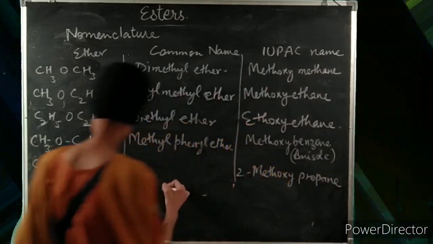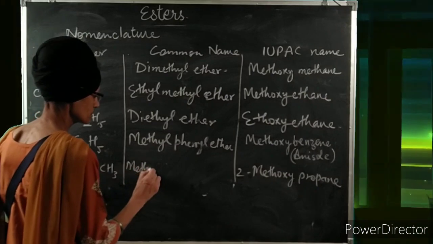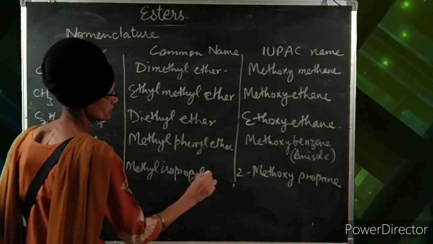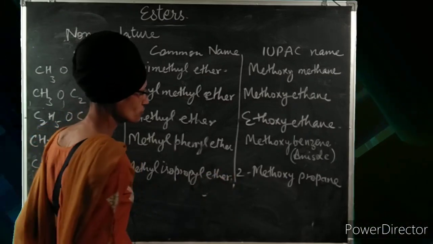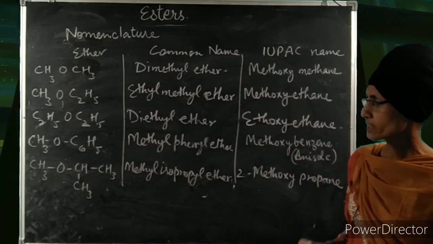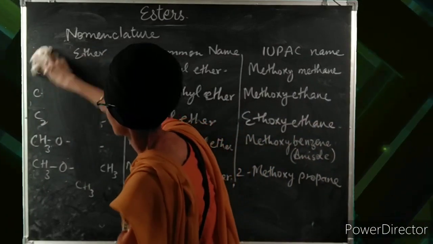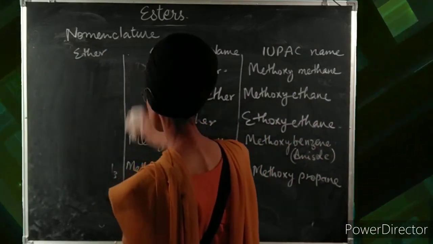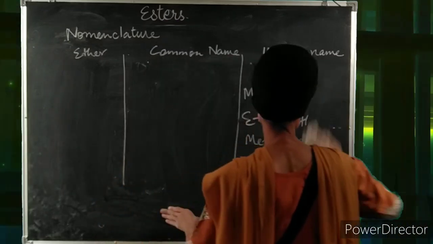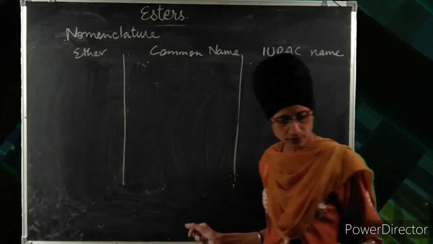Otherwise it is an isopropyl group, so we will write methyl isopropyl ether. A few more examples we will take where the R groups are the branched ones. Then cyclic ethers also exist, where the parent chain is a cyclic closed ring. Let us take one or two more examples.